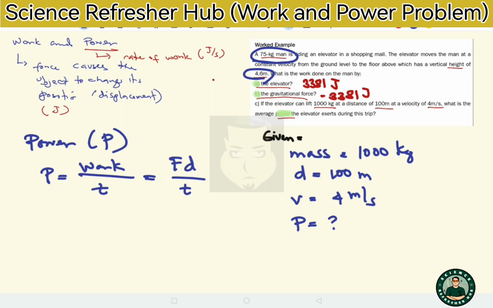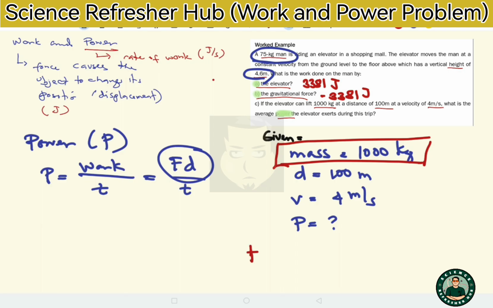Okay, when we want to get the work, we have to get the force and then the displacement. In this case, no Newton is given in our letter C problem, no force is being mentioned, but we have mass. Again, when there is no force given in the problem, focus on the mass. And remember, force is equal to mass times gravity. Our mass is 1,000 kilograms multiplied by 9.8 meters per second squared. 9.8, that's the value of gravity.